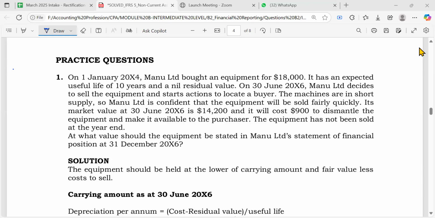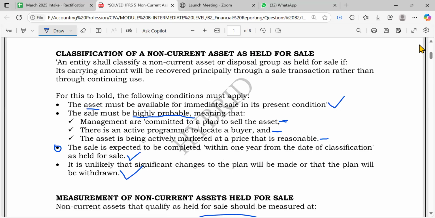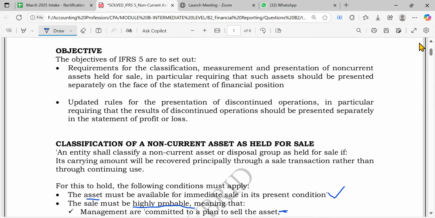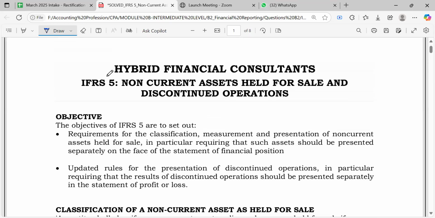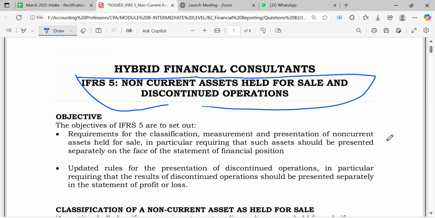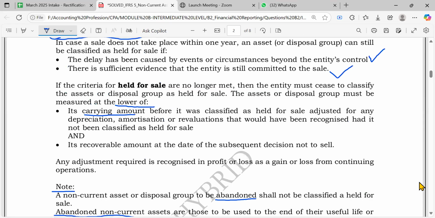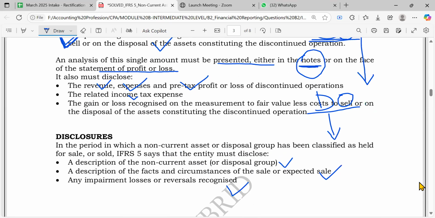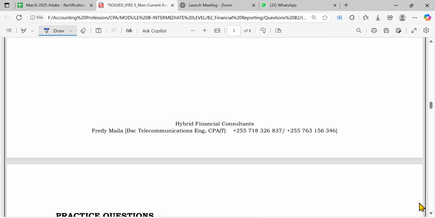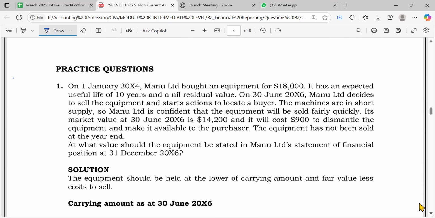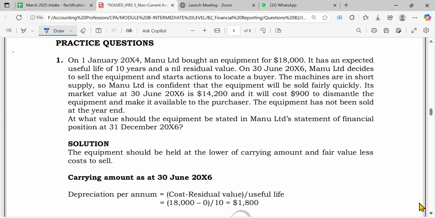All right, now I think it's time to go for solving on our topic. Five: non-current assets held for sale and discontinued operation. So let's get busy. Yes, you see, it's just a simple topic. It's connected to PPE.